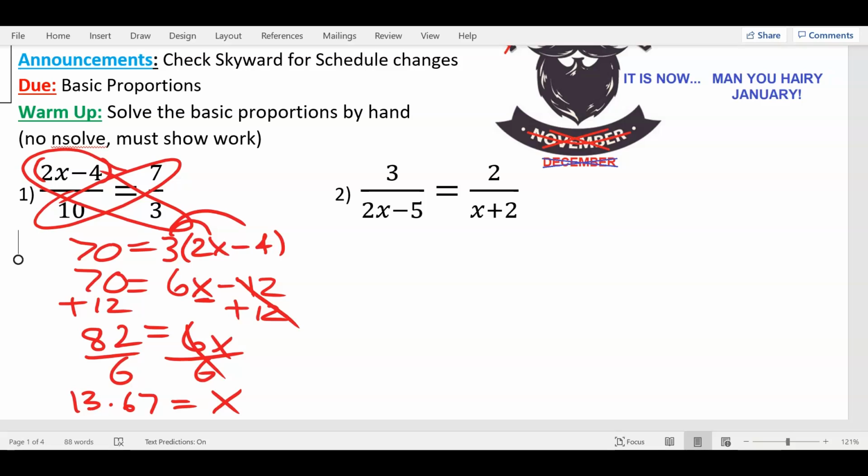We're rounding to the hundredths place, the second decimal point to the right of the decimal, okay?